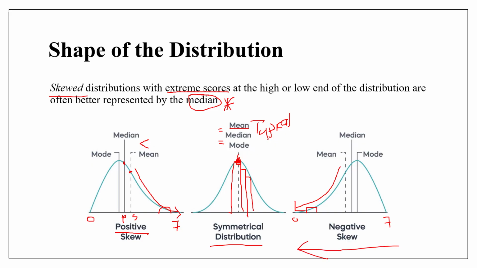So in this case, the mean is going to be less than the median, because we have the mean being here and we have the median being here. And again, this is going to score lower than the median. So make sure again that you understand how they relate like this when it comes to a positively skewed distribution and a negatively skewed distribution.